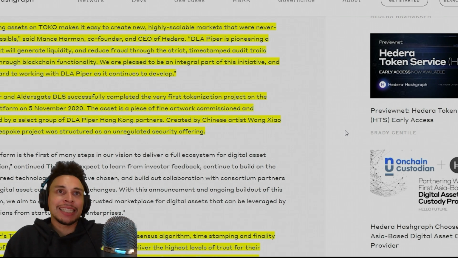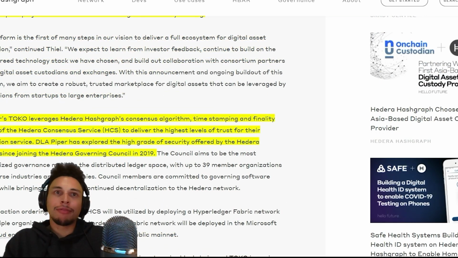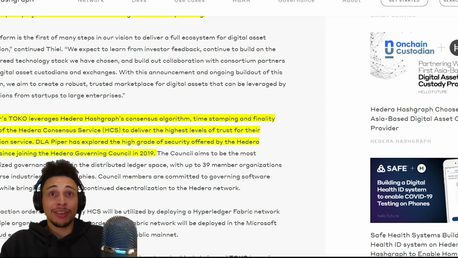Hedera's swinging. All the use cases. They said, we don't want one use case, we want all the use cases. Tokenizing assets on Toko makes it easy to create new, highly scalable markets that were never before possible. DLA Piper Toko leverages Hedera Hashgraph's consensus algorithm, timestamping and finality features of the Hedera Consensus Service, or HCS, to deliver the highest levels of trust for their tokenized services.